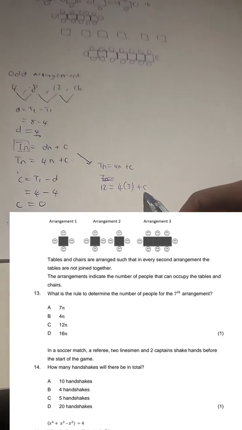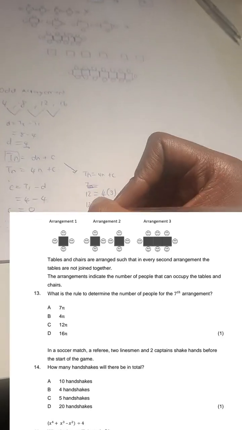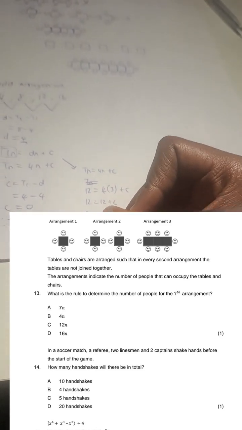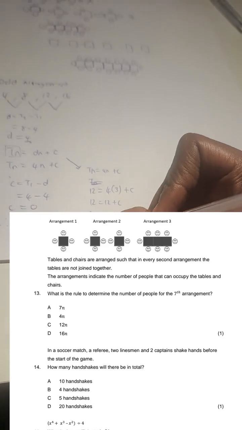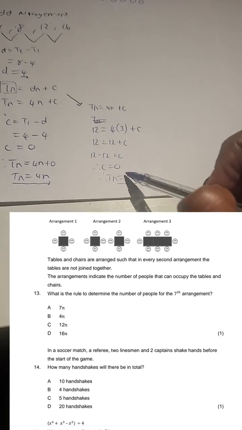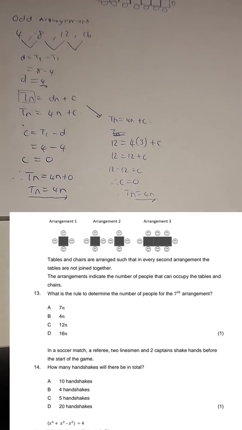Then we solve for C. So 12 is equal to 12 plus C. We transpose the 12. We know that C is equal to 0. Therefore, we say Tn is equal still to what? To 4n. Because remember, in the place of C, we know that C is 0. So therefore, we can say Tn is equal to 4n.